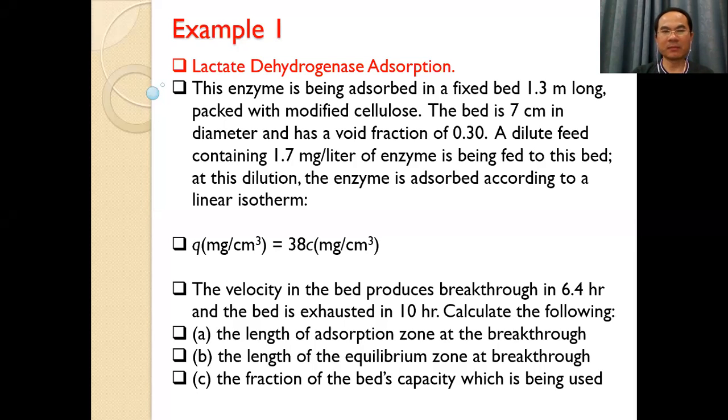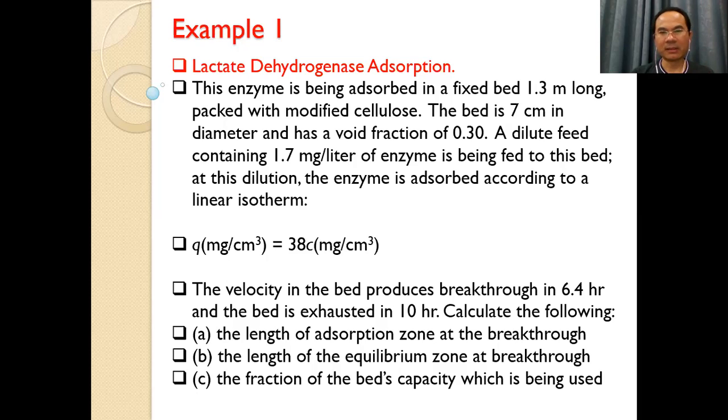The first example: we will adsorb lactate dehydrogenase. This is the enzyme. This enzyme is being adsorbed in a fixed bed 1.3 meters long, packed with modified cellulose. The adsorbent is cellulose. The bed is 7 centimeters in diameter. The void fraction of the column is 0.3, and a dilute feed containing 1.7 milligram per liter of enzyme is being fed to the bed.